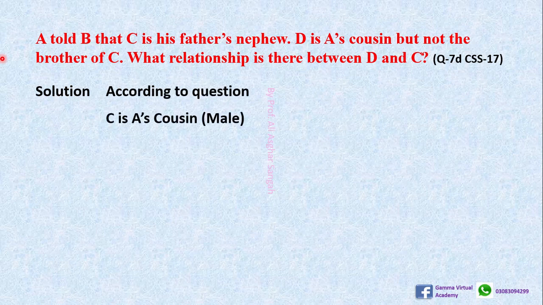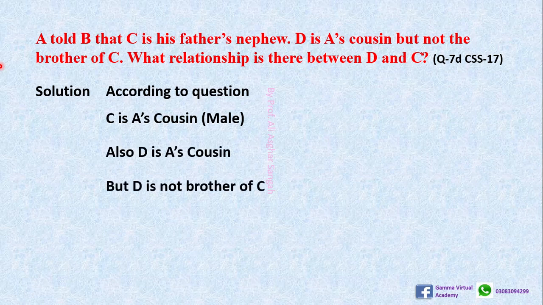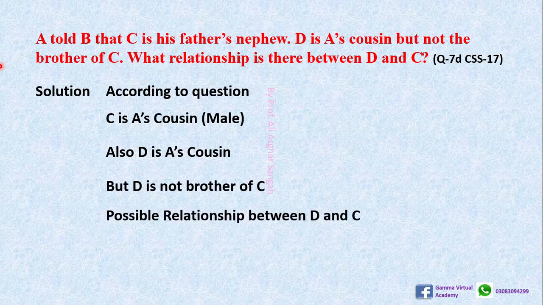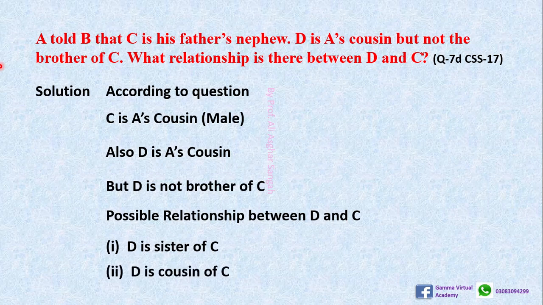According to the question, C is his cousin, because here his father's nephew means cousin of A. And D is A's cousin, but D is not brother of C. So the possible relation between D and C is sister. It may be that D is sister of C, or D is cousin of C. These both are possible. It can be any cousin or it can be sister.